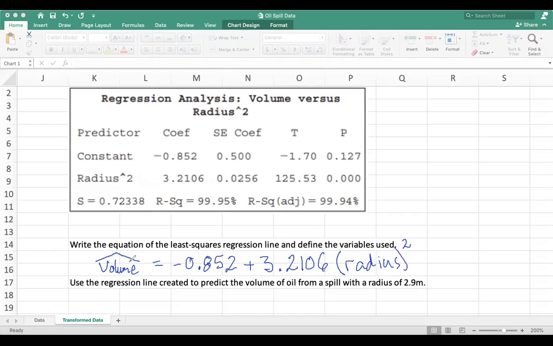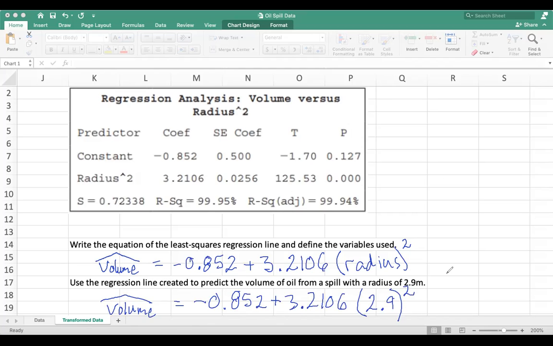Okay, so part 2 here is use the regression line created to predict the volume of oil from a spill with a radius of 2.9 meters. Very easy then, we're just trying to predict volume. So the predicted volume is going to be equal to negative 0.852 plus 3.2106 times 2.9. And then remember, I am squaring this radius. So I'm going to put a square there.